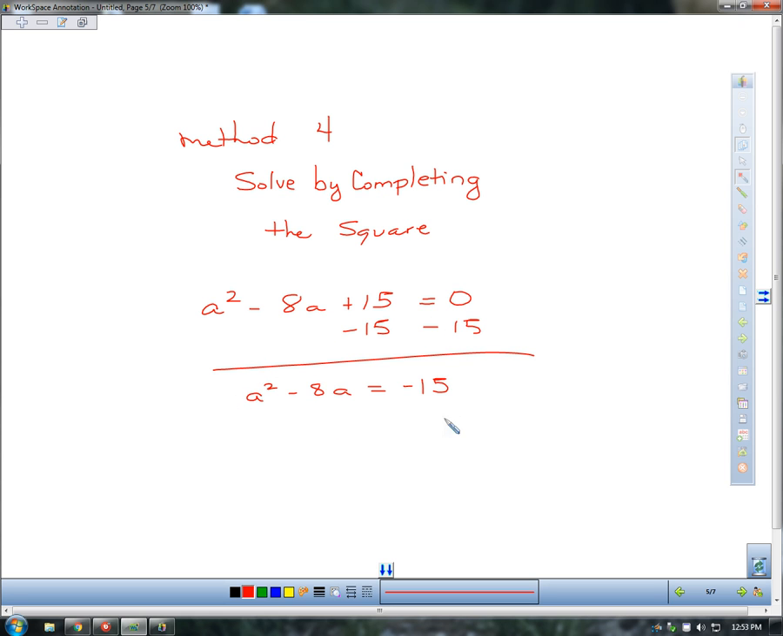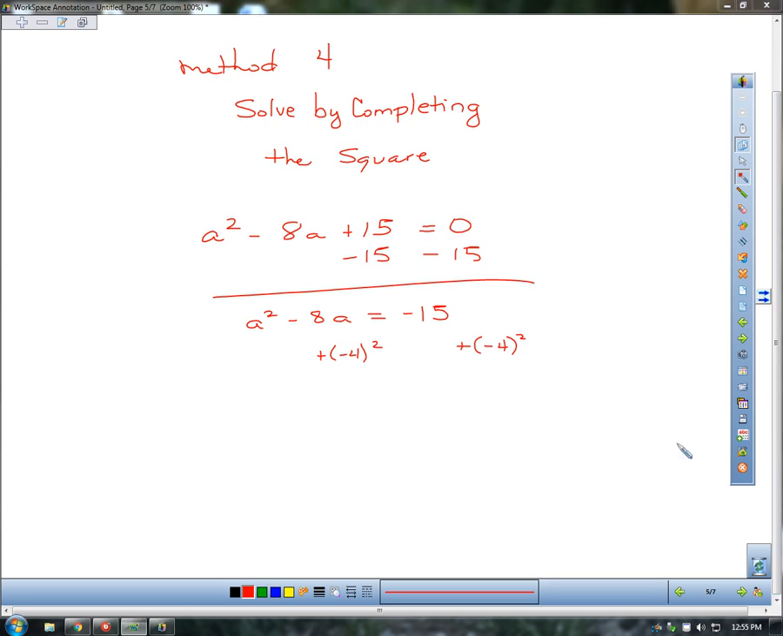Now remember, the whole point of this is to try to create a perfect square trinomial on the left. So I'm going to take half of -8, which is -4, square it, and add that to both sides. One place that I've seen you guys make some mistakes, and I want to make sure that you don't, is anytime you square a number, positive or negative, you will get a positive number. So this will be a squared minus 8a plus 16, and that'll equal -15 plus 16.